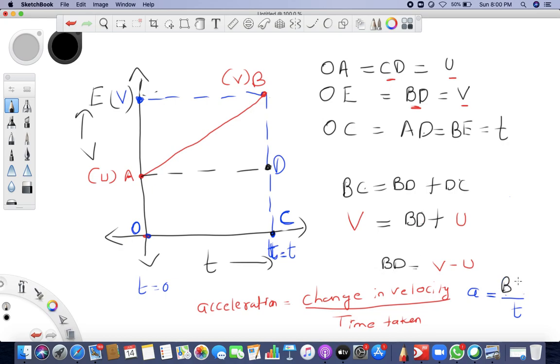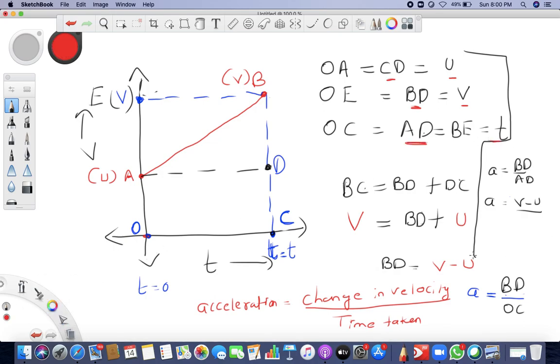Now the change in velocity I said is BD. And change in time, what is your change in time from O to C? Then acceleration is BD upon OC, that is AD. Now what is your BD? V minus U. What is your AD? Look here at the top. What is your AD? T. So I'll put AD as T also. So AT is equal to V minus U. So V is equal to U plus AT. See, you got the first equation of motion.